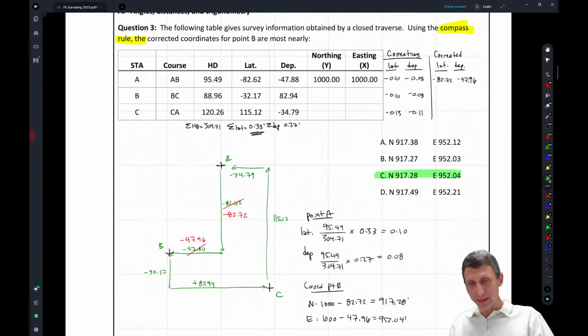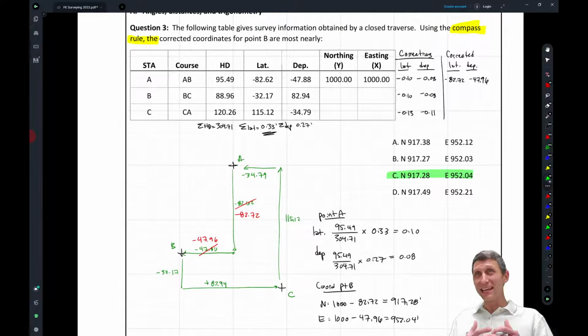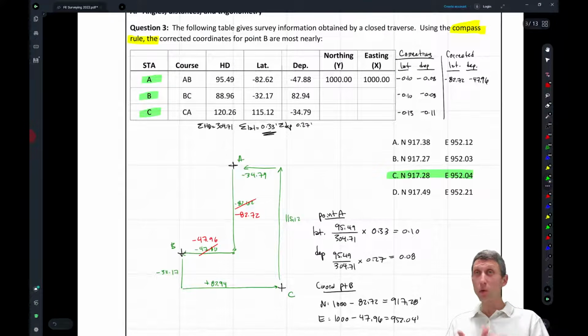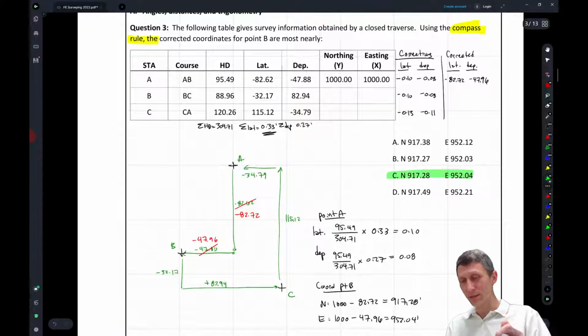But the whole idea with the compass rule is we're trying to correct this. We're trying to take that error and bring it back to 0, so that when we set up on point A or point B or point C, we know where they are, and we can use those to reference other angles. So we'll do that later on in the course.